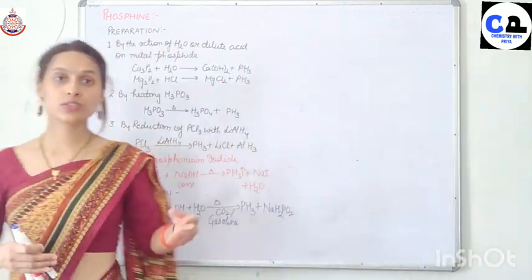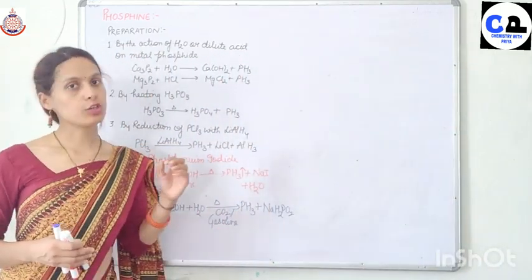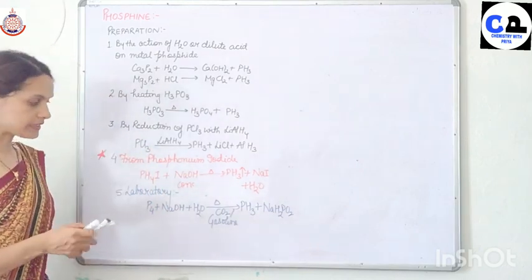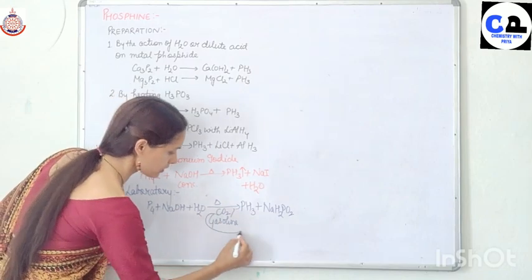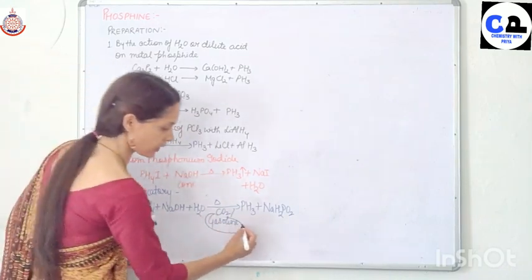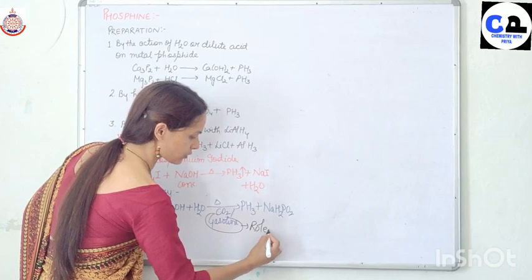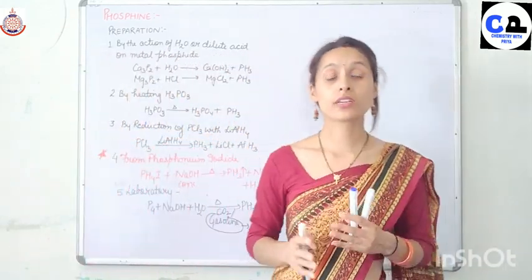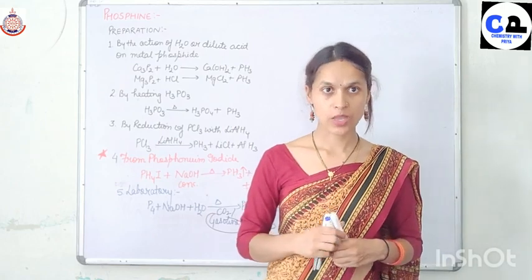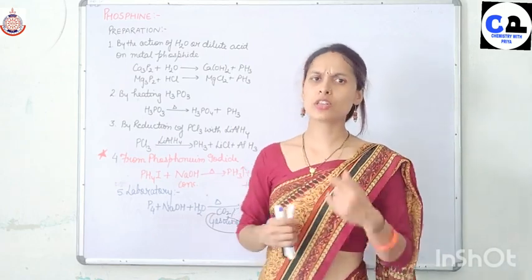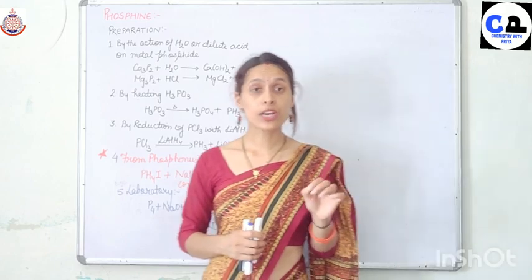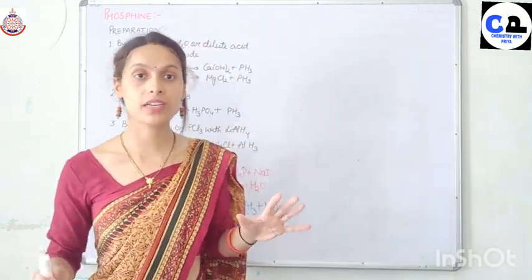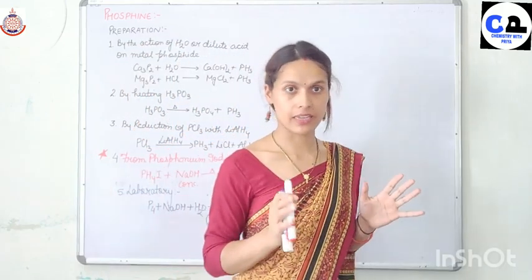But the phosphine which we get from the lab is not pure. Clear? Now we'll discuss the role of gasoline. What is the role of gasoline? The PH3 which we get from this method is not the purest form of PH3. How do we know that this is not the pure form? Because the purest PH3 is not inflammable, meaning purest PH3 doesn't catch fire in the air.